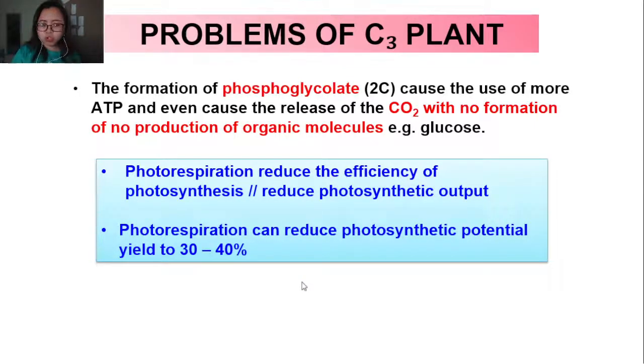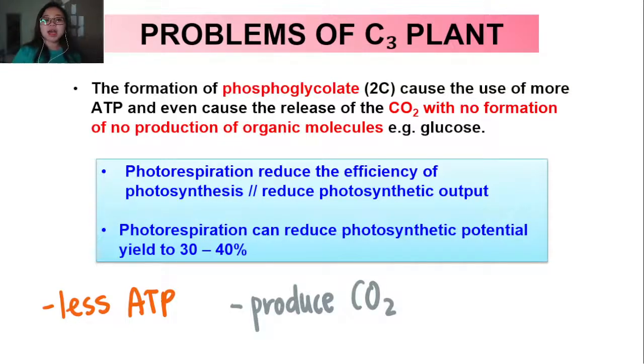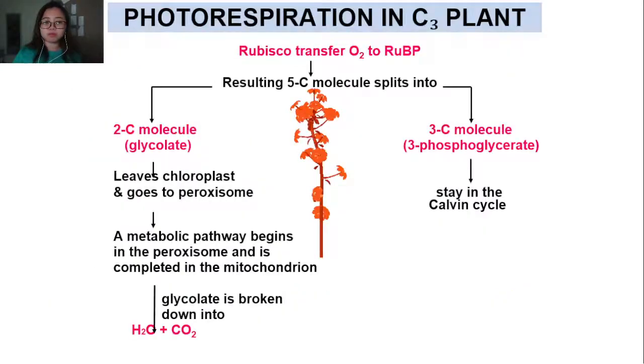So, long story short, in C3 plants, sometimes photorespiration happens. It's a problem because now there is less ATP in the plant and it produces more carbon dioxide but no glucose is being produced. Wasted material, wasted mass, wasted energy, no yield. So that is a main problem of C3 plants.